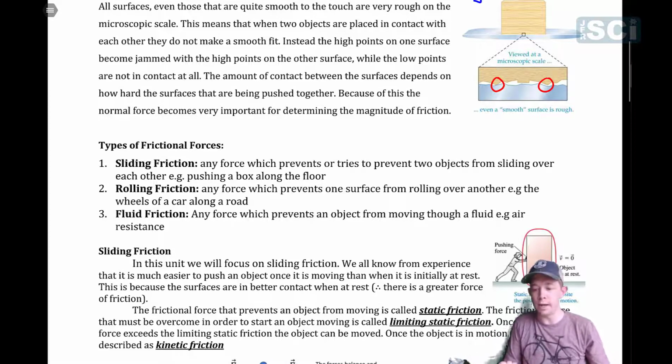And then the last one, fluid friction, which occurs with fluids. That's your aerodynamics, your swimming outfits. If you're a speed cyclist, the uniforms that you wear are for reducing this fluid friction. It allows us to move through fluids a lot easier.